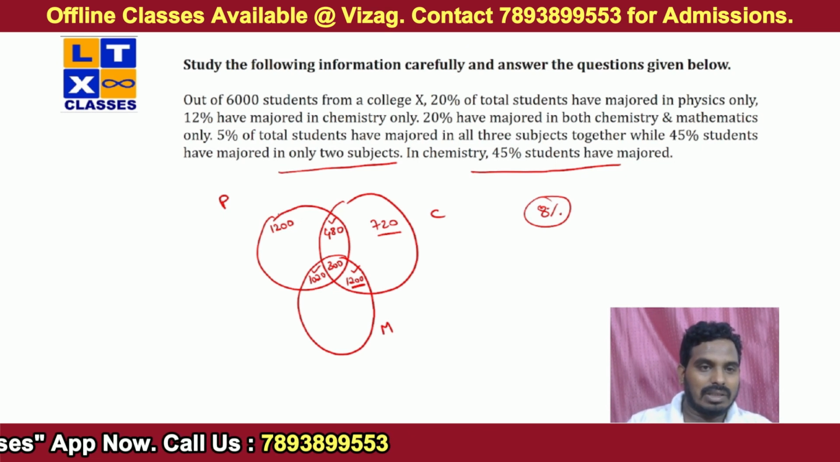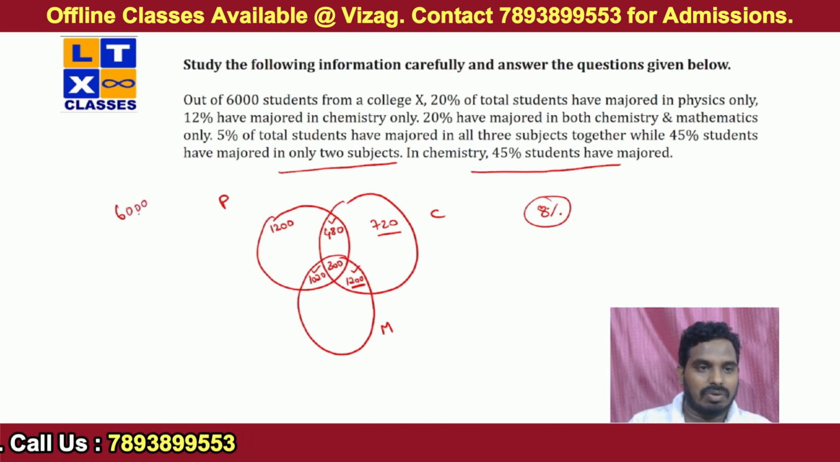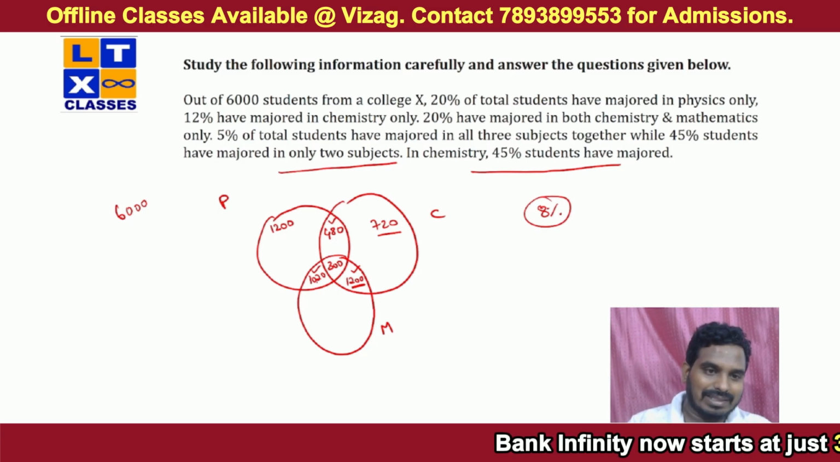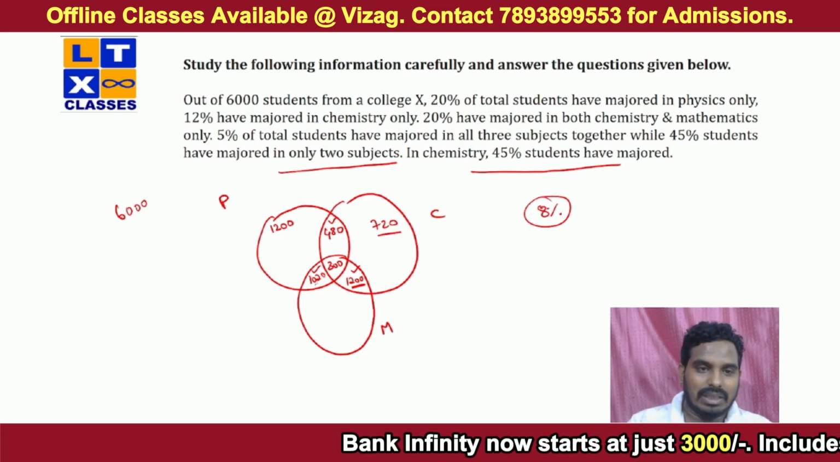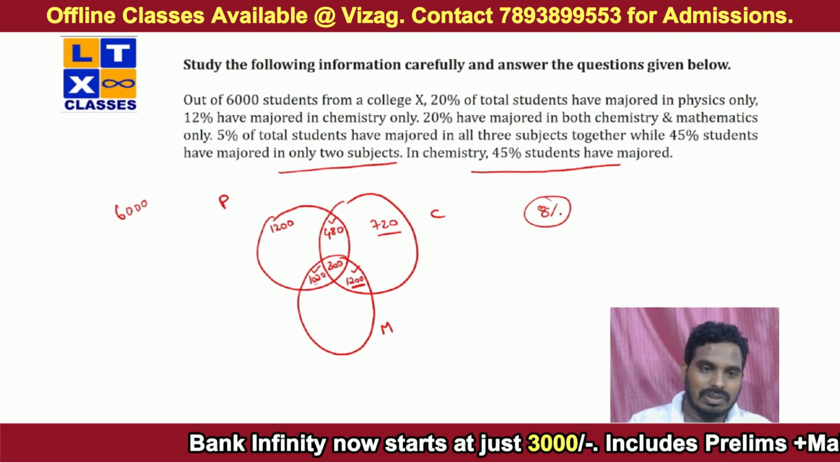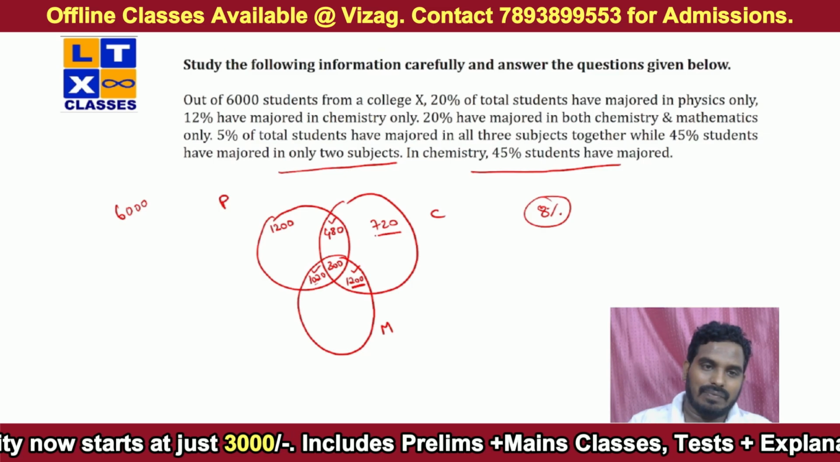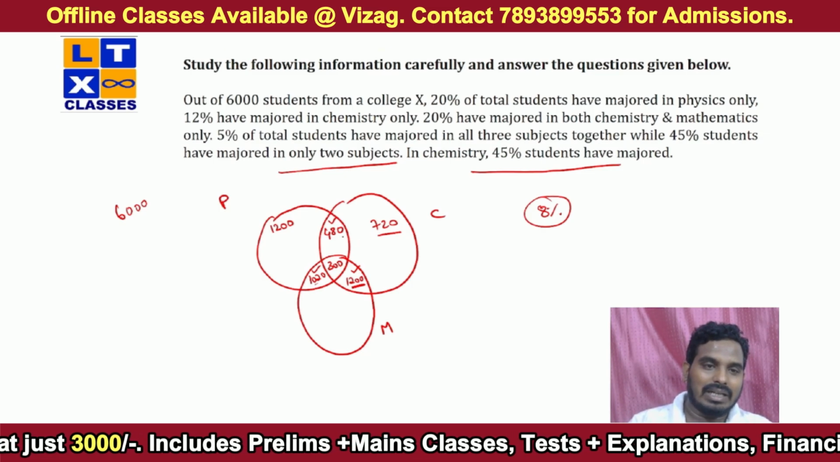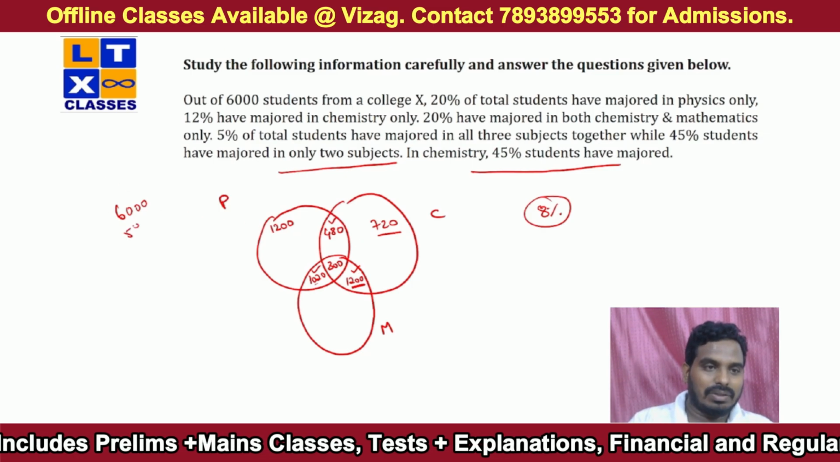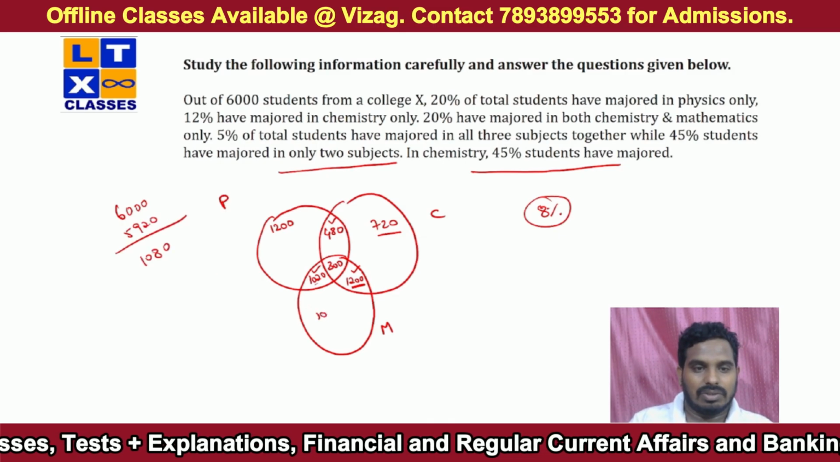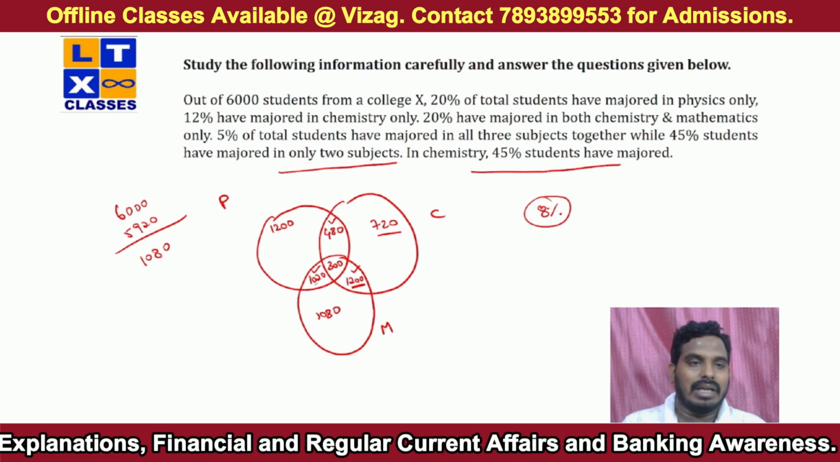Now add all these things and subtract it out of 6,000. My total value is 6,000, right? Subtract out of it. So 1,200 plus 1,200, 2,400. 2400 plus 1500, 3900. So this is 4200, 4200, 5920. So 5920. This would be equal to 1080. So only mathematics we have 1080.